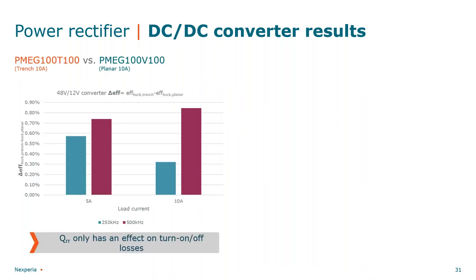So let's look at the results. For this, we used the 48 volt to 12 volt buck converter. We compared the 100 volt trench 10 ampere device to the 100 volt planar 10 ampere device. And we plotted the difference in efficiency of the buck converter using the trench and the buck converter using the planar. So what you can see here on the y-axis is the delta efficiency of the buck converter using both technologies. And the positive value indicates that the trench efficiency was higher.